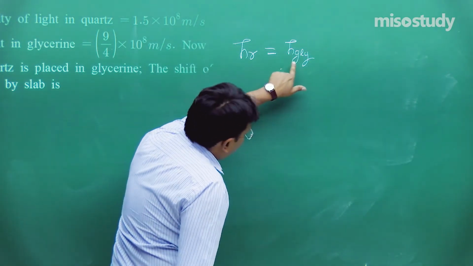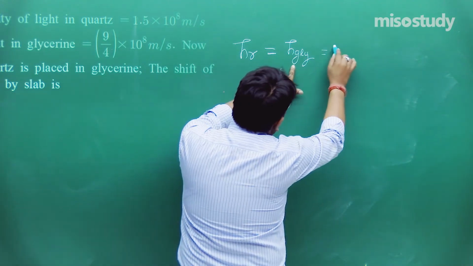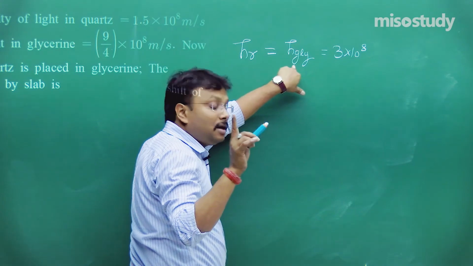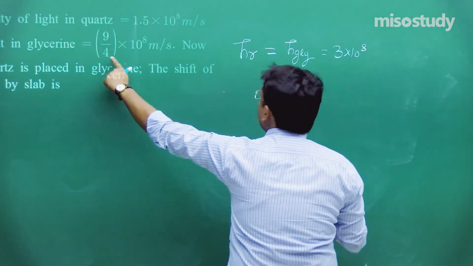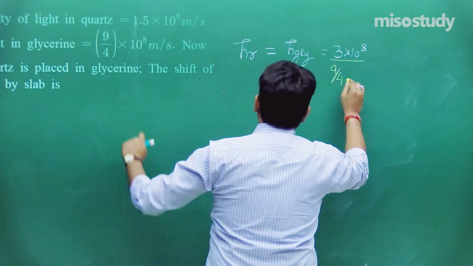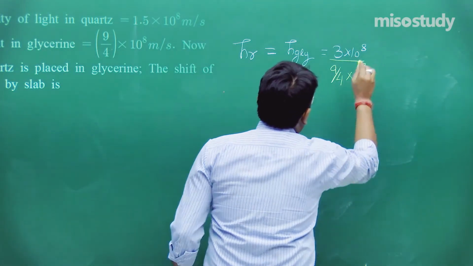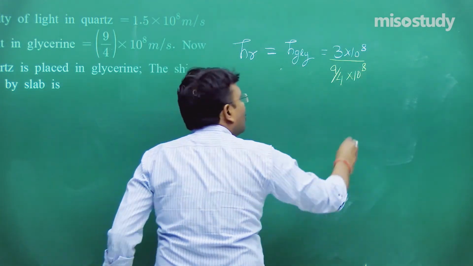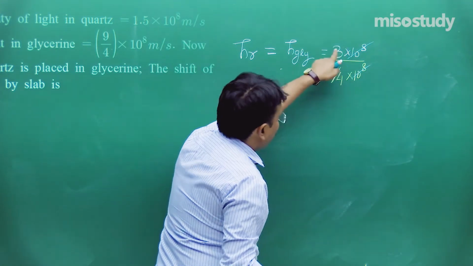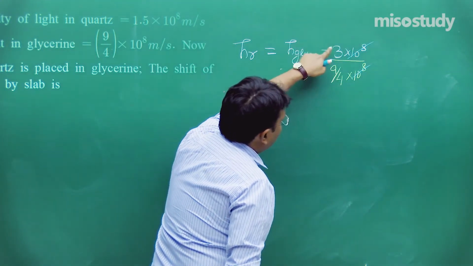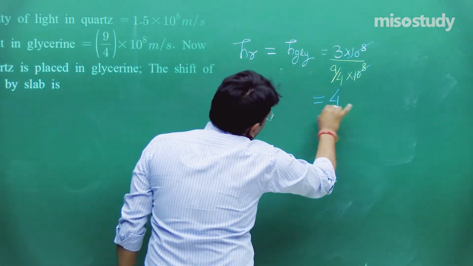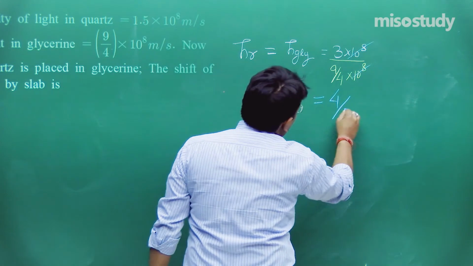Real is actually what? That is in glycerine. So it is going to be 3 into 10 to the power 8 meter per second, that is the speed of light in vacuum. And how much value is given? That is 9 by 4 into 10 to the power 8. Now obviously cancel, it's jumping up. So now it is 4 3s are 12 upon 9. Ultimately it will give you 4 3s are 9, yes, 4 by 3.